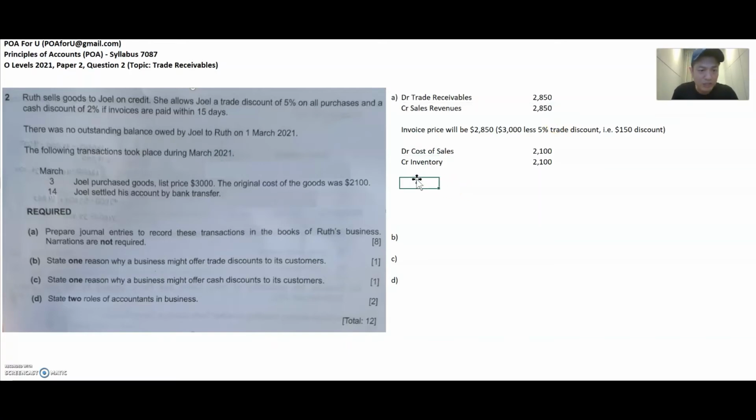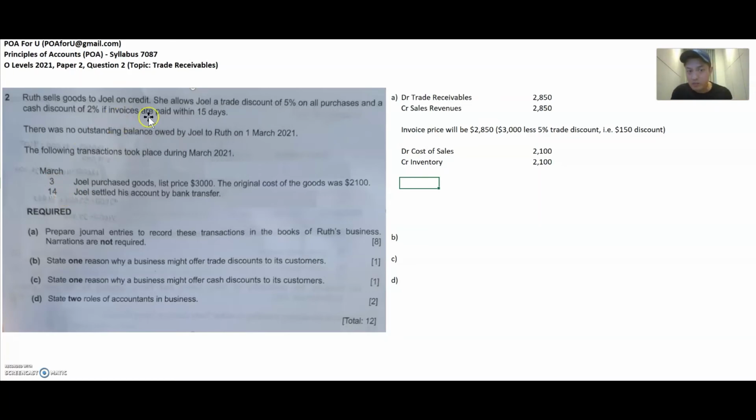Now, going to the 14th of March, what happens is Joel settled his account by bank transfer. Settled his account means he's no longer going to owe you 2850, but the question is how much did he pay? Because he bought on the 3rd, he paid on the 14th. So in between that, if you count it, it's about 11 days?